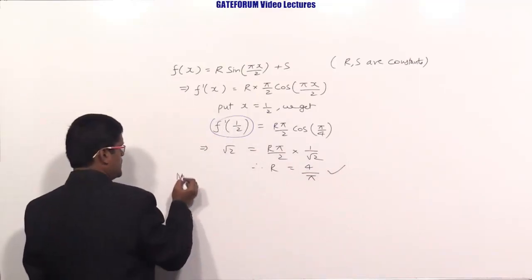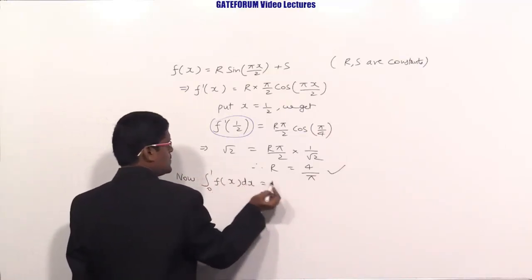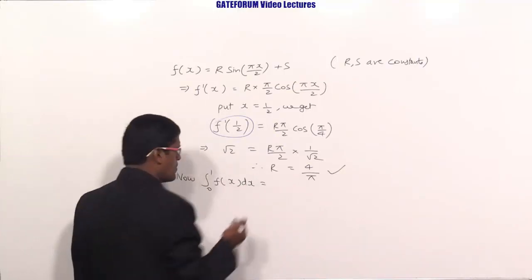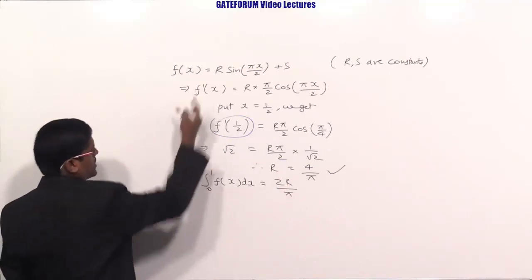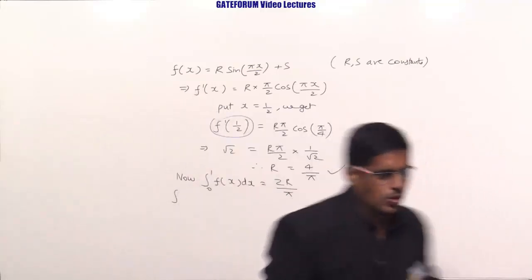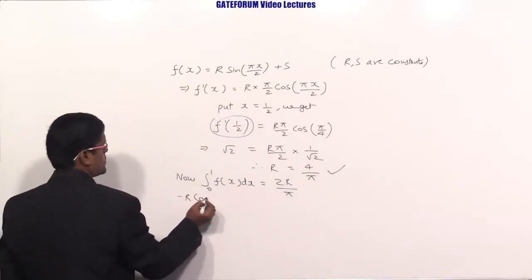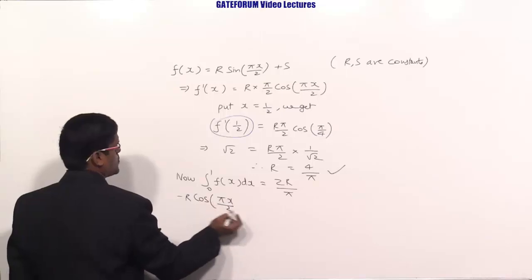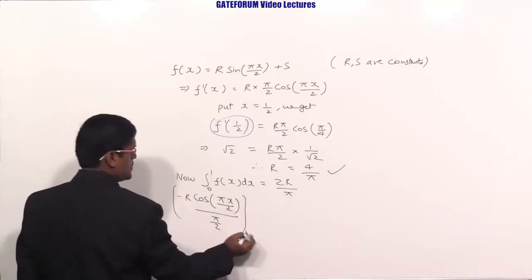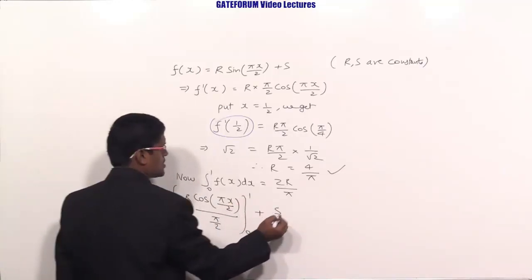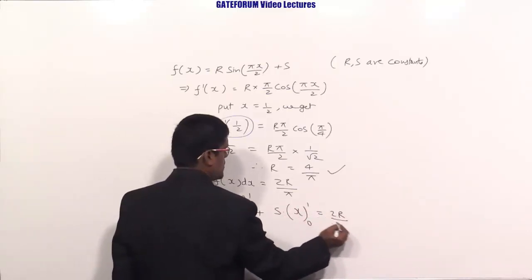Now another condition is given, integral 0 to 1 of f(x) dx is equal to the integration answer given, 2r by pi. So 0 to 1 this integration. Sine integration is minus cos, and while integrating you should divide by the x coefficient. So minus r times cos(pi x by 2) divided by the x coefficient pi by 2 between the limits 0 to 1. Constant s is a constant, integration of constant dx between the limits 0 to 1, is equal to this value given, 2r by pi.